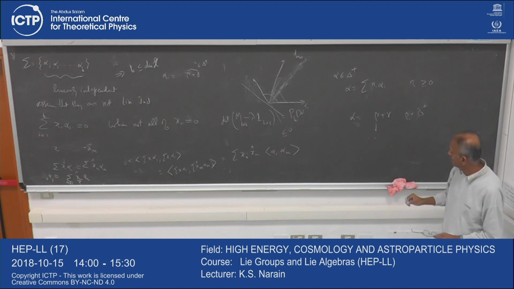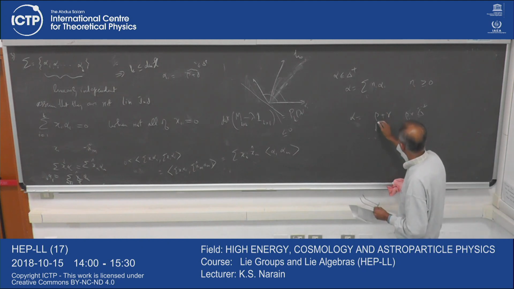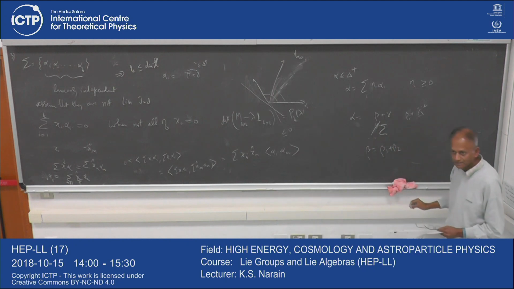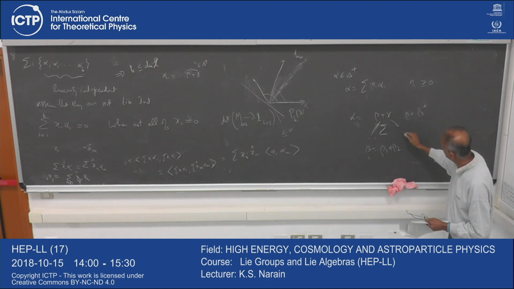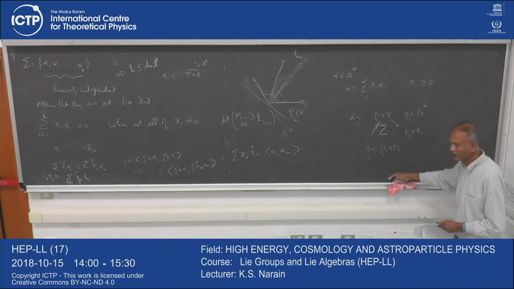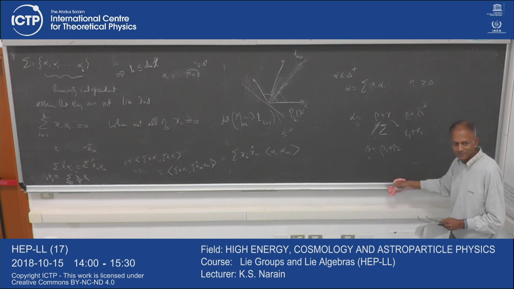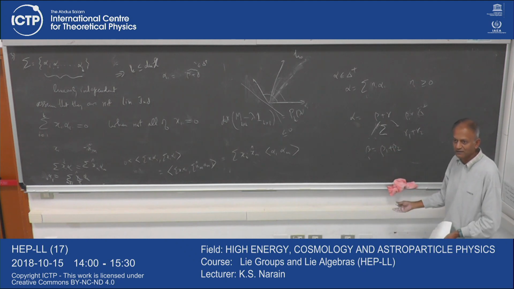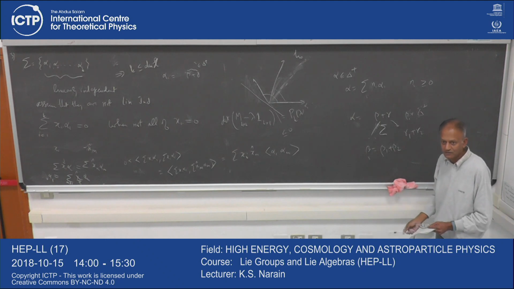If this is not belonging to capital Sigma, the simple roots, then again I can write it as some beta 1 plus beta 2, and you keep going. This gamma again, if it is not simple, then gamma is gamma 1 plus gamma 2. Again, if these are not simple, you keep going. But since it's a finite dimensional system, eventually you'll arrive at writing everything in terms of simple roots.